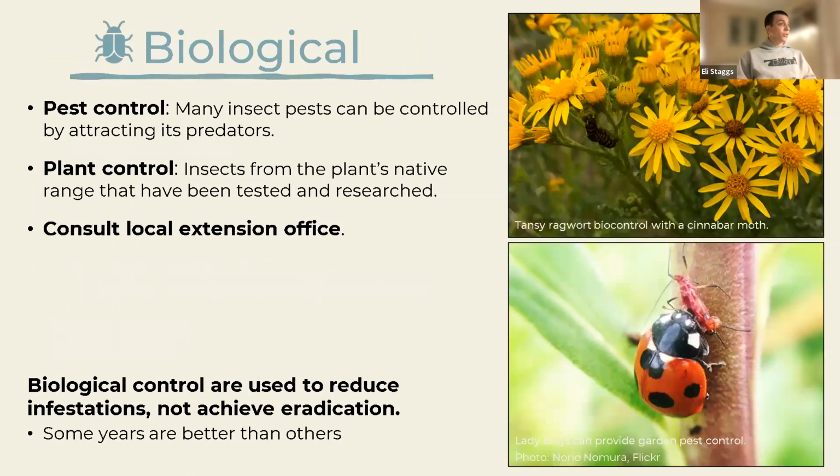Next is biological control. This is a method of control that is not necessarily used to eradicate populations. These are natural enemies of the plants from their native areas that can help just keep populations to a level where they're not going to dominate an entire landscape. And so that means some years are going to be better than others.